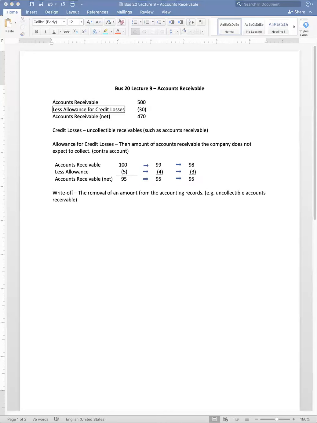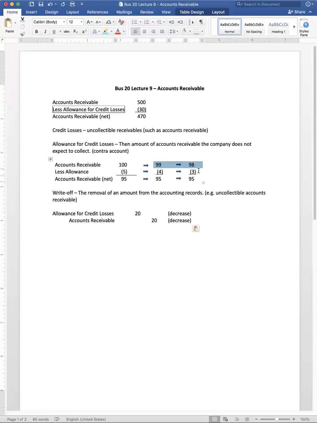Now, the journal entry to do that is we are going to decrease both the allowance and the accounts receivable, right? So we're decreasing the receivables, we can see that here in this top line. And we're also decreasing the allowance. So receivables decreasing, that's a credit because it's an asset. The allowance decreasing is a debit because it's a contra account. Remember, it works opposite from the receivables. So since this is a credit because it's an asset, that means the allowance is a debit, so debit is decreasing it.